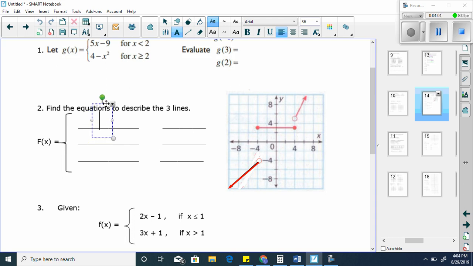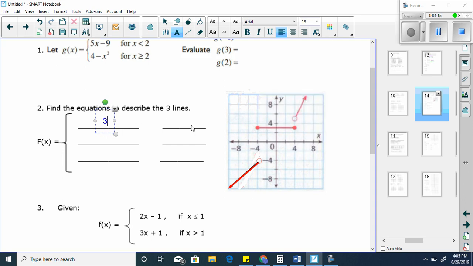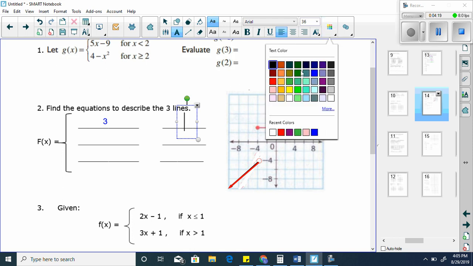Now, you don't have to write y equals because that's what your f of x stands for. So instead here, I'm just going to write 3 and pick a fun color, and I'm going to write 3. Okay, now there's some terms here. This is a different looking graph, obviously, right?